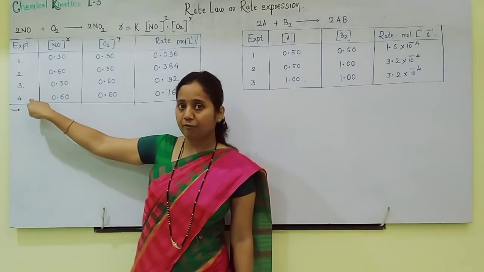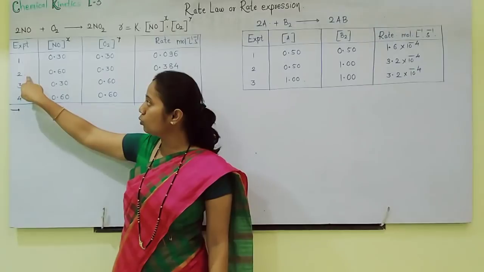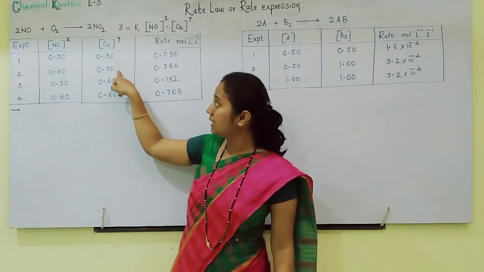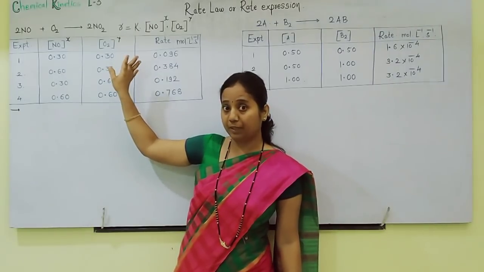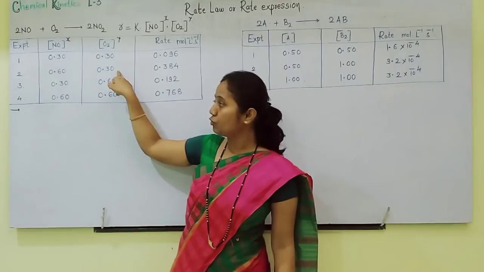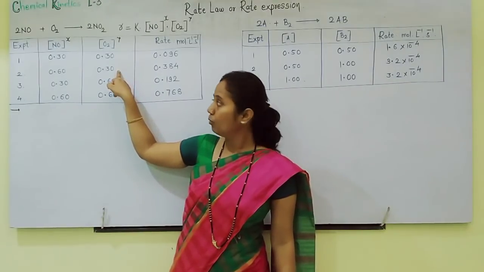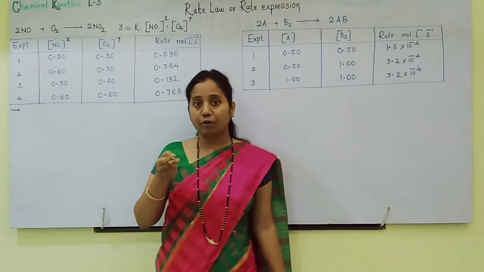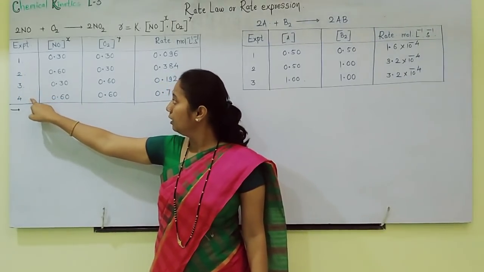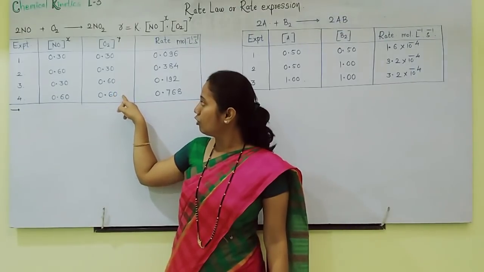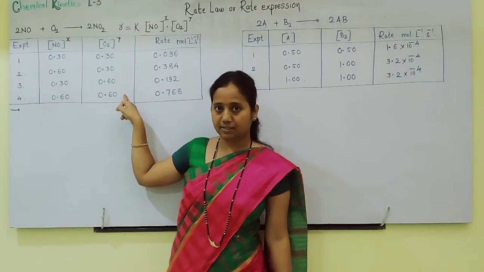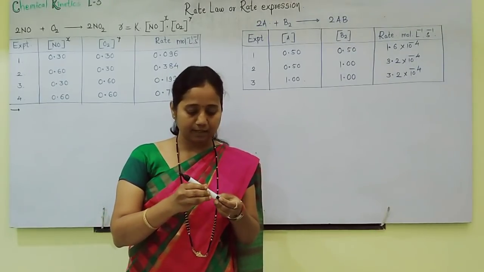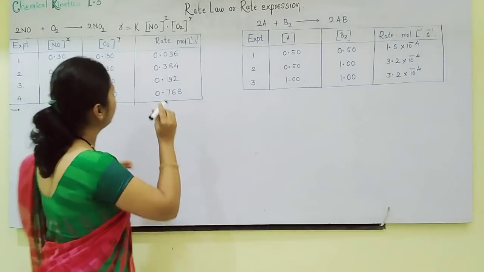When the first 2 experiments were performed, the oxygen concentration was kept constant. See properly, O2 concentration was kept constant while performing experiments first and second. While performing experiments third and fourth, again the oxygen concentration was kept constant. Okay, so let us see how, using this, we can write the rate law expression.